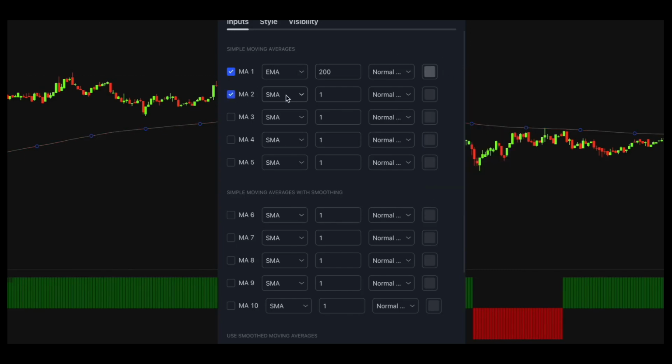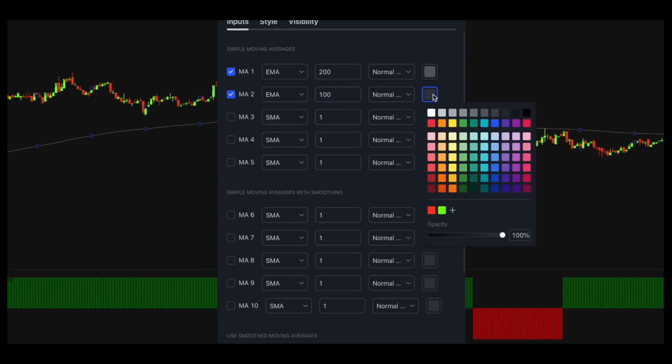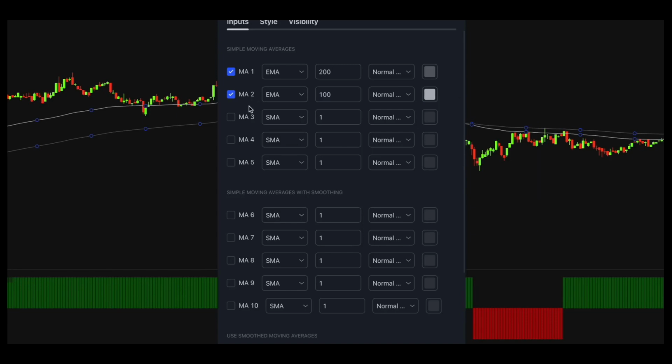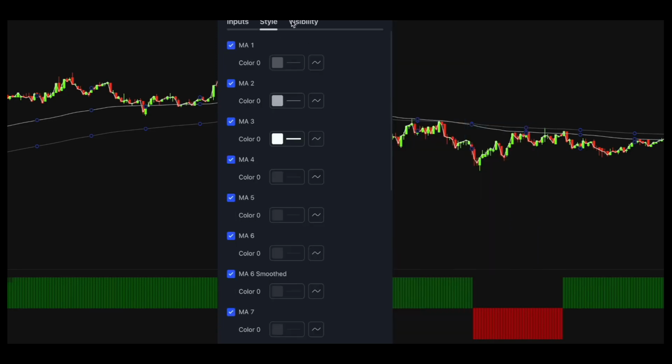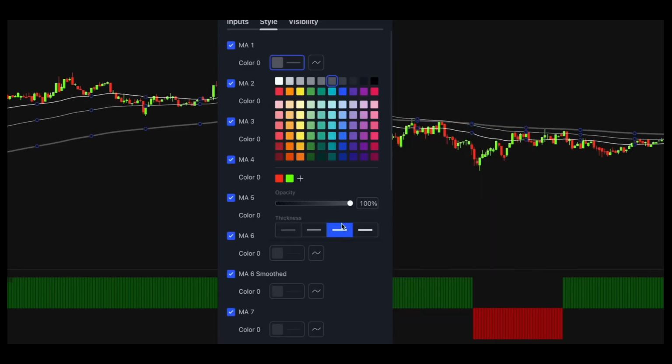Enable the second MA as EMA 100. The color will be brighter. Lastly, check the third MA. Set it to EMA 50. Change the color to white. Next, go to the style and adjust the EMA 2 and 3 thickness.